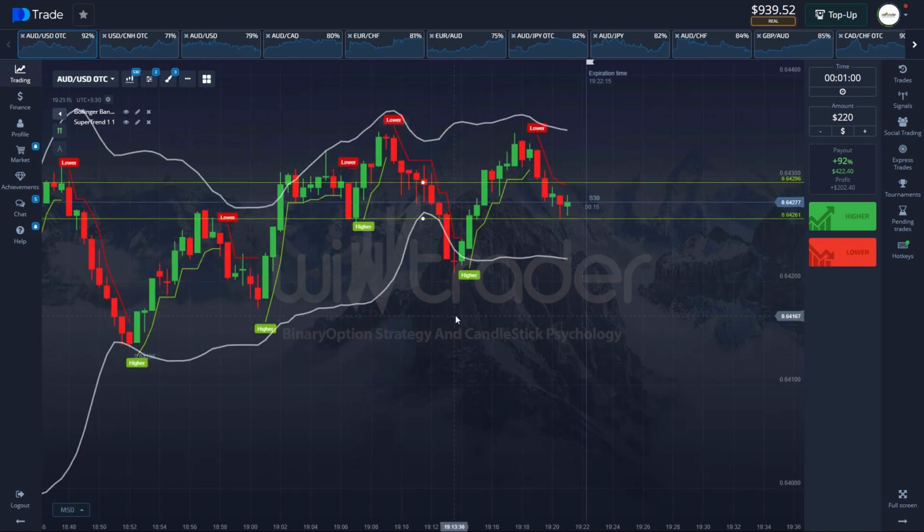Before trading in the real account, you should practice this strategy in the demo accounts.